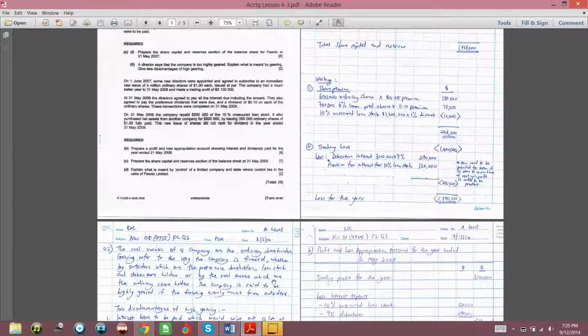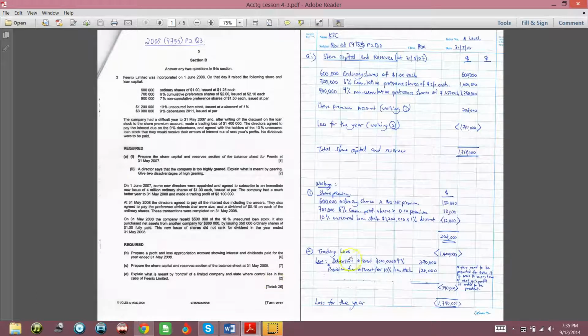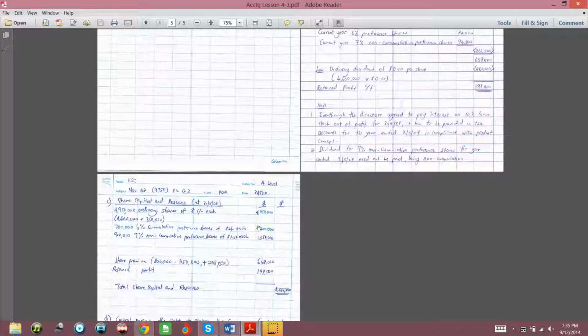Then share premium. So this one is 208,000. In other words, the 350,000 ordinary shares are issued for a value of 800,000. So how much is the premium? The premium is 800 minus 350, that will be 450,000.